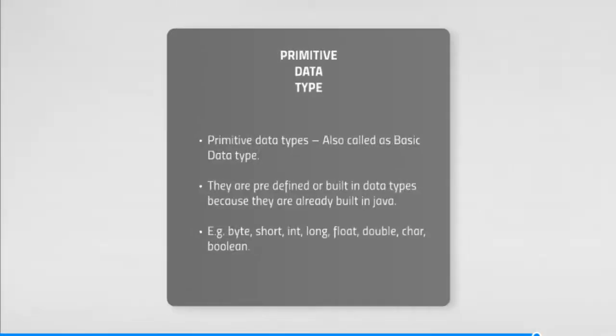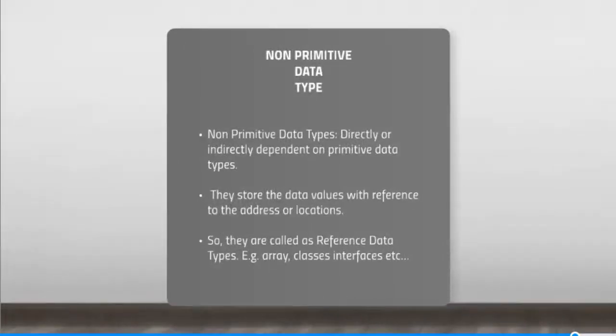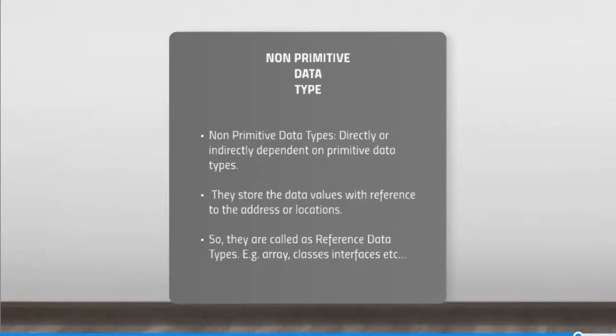Primitive data type. Basic data types are called primitive data types. They are predefined or built-in data types because they are already built into Java. Examples are byte, short, int, long, float, double, char, boolean, etc. Non-primitive data types are directly or indirectly dependent on the primitive data types. They store the data values with reference to the address or locations, so they are called reference data types. Examples are arrays, classes, and interfaces.